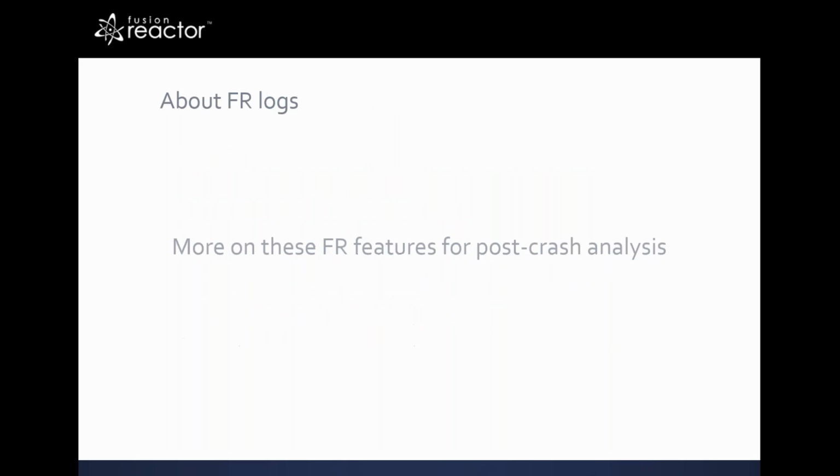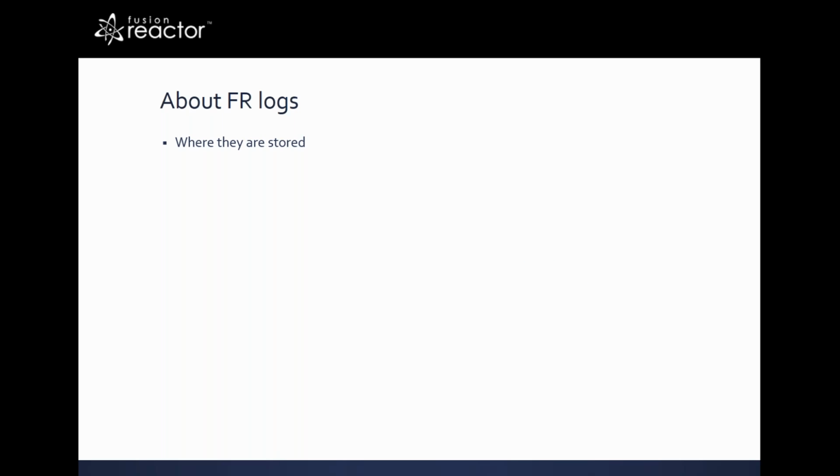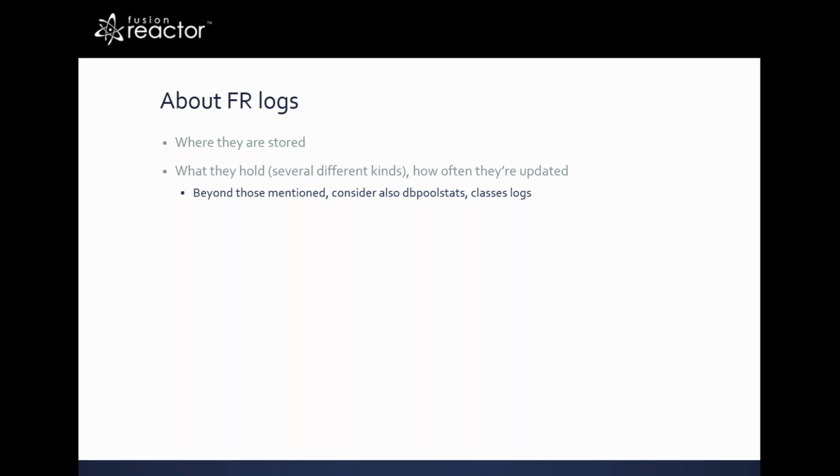Okay. So now quickly about these things that I went by in passing. The logs are stored in a FusionReactor directory. Inside that FusionReactor directory, there's an instance folder, and in the instance is your instance. And then there's an archive for the past hours and logs for the current hours. We've seen the different kinds that they hold, and I've talked about how some are updated every 5 seconds and some are updated whenever there's a request or whenever there's a query.